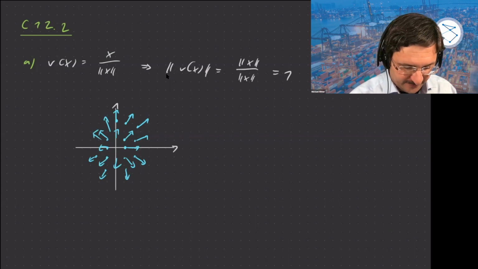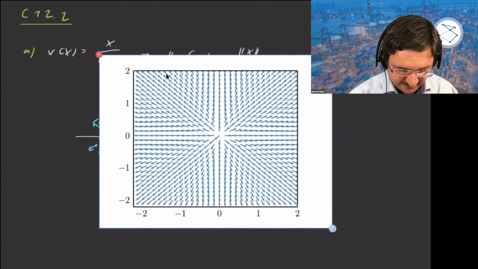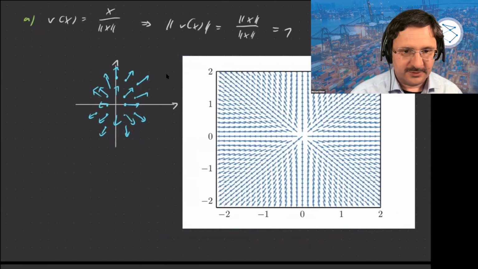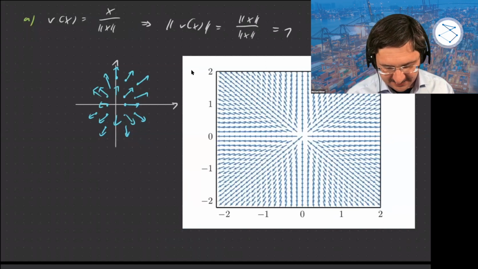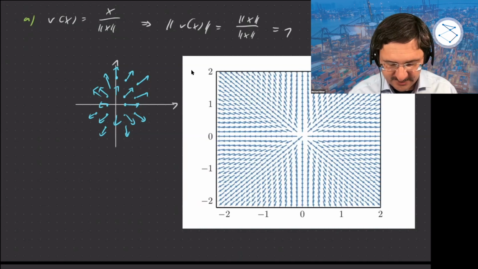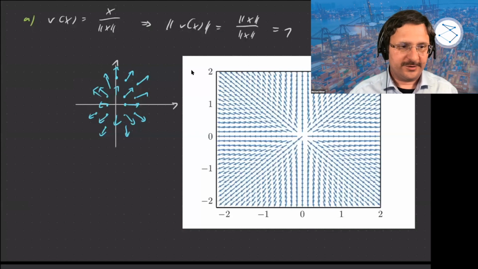If you want to draw it with a few more vectors, I've plotted this, and you can also find this in the suggested solutions. So this is how a plot will look like. Right? You can see the vectors all have the same length. They all have length 1, and they're always pointing away from the origin in the direction of that particular point.